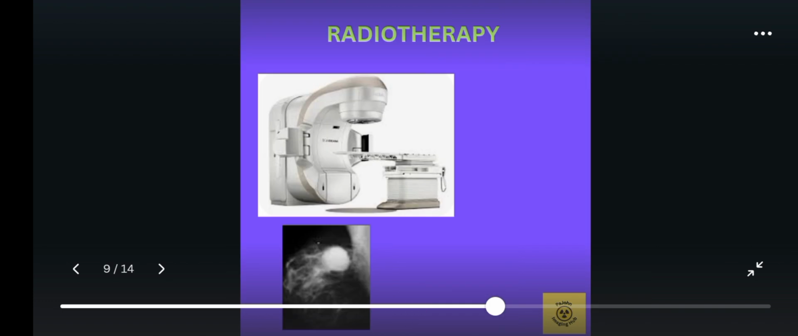The next machine is radiotherapy. Cancer patients may know about this machine.